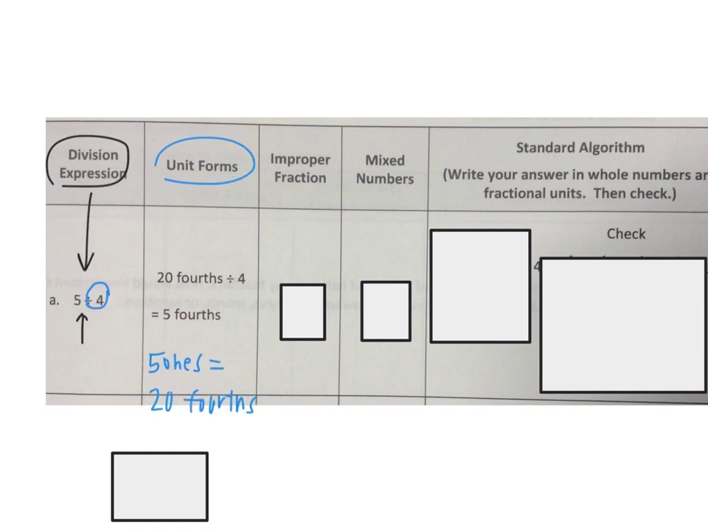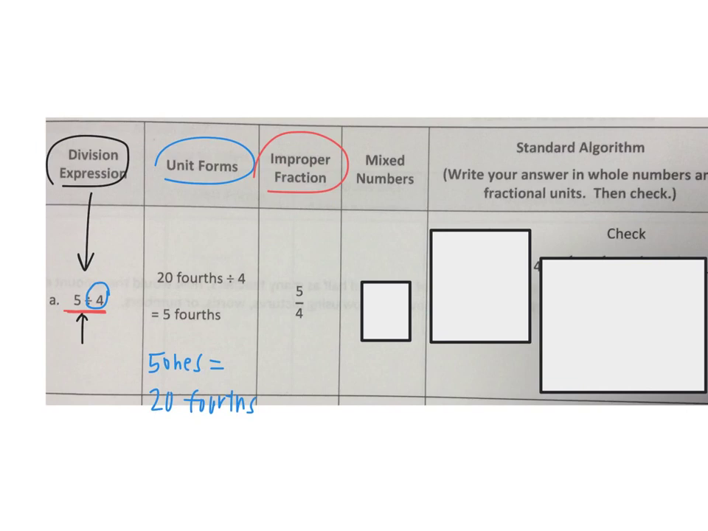So now you can write the division expression. You could also write it using unit form. How would you write it using an improper fraction? Well, what would the numerator be? How would you write the same expression, 5 divided by 4, as an improper fraction? What's the numerator? 5. What's the denominator? 4. Is that an improper fraction? How do you know it's improper? Very good.